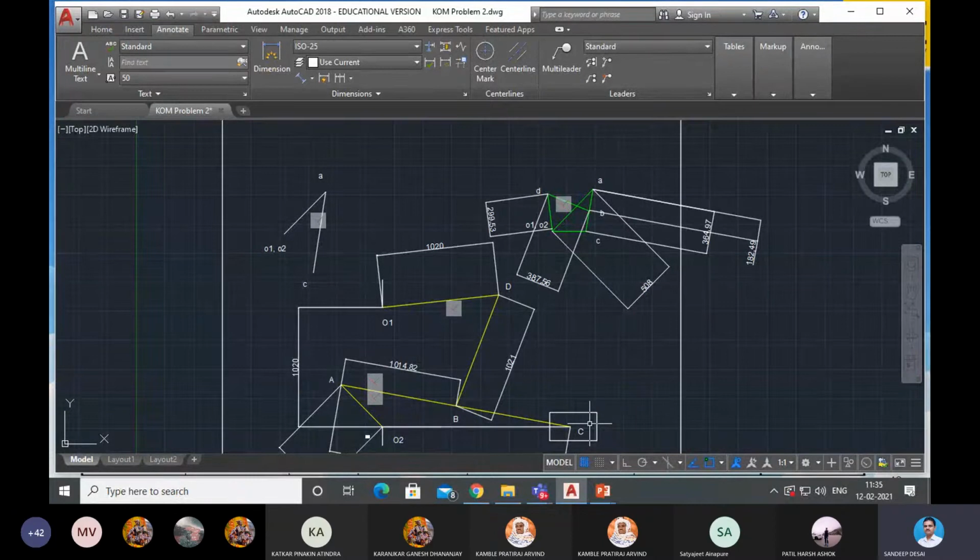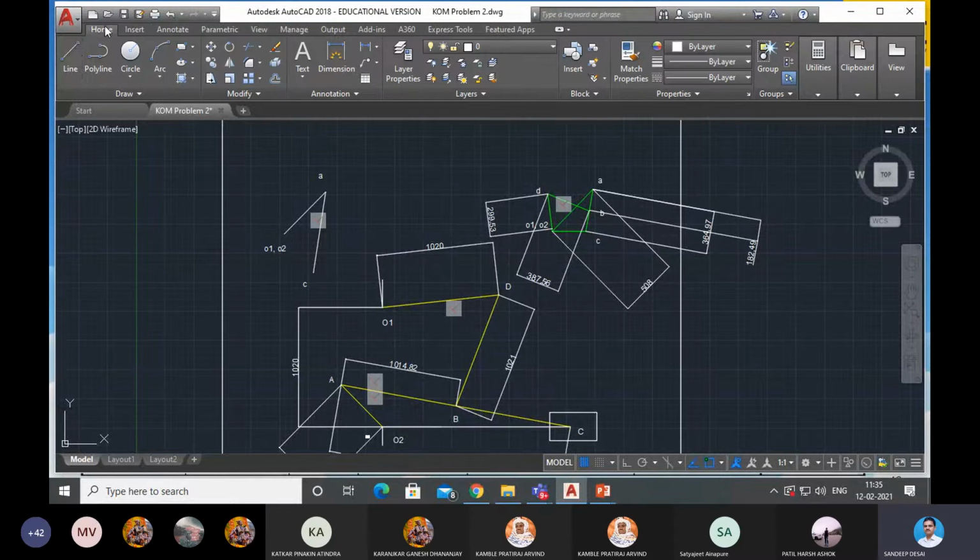How is the slider moving here? Horizontally, vertically, inclined? How is it moving? Horizontally. Right. So this is the path of motion of the slider, this horizontal line, O2C. So the slider in this case is moving along a horizontal path. Therefore, its direction of velocity will be horizontal.